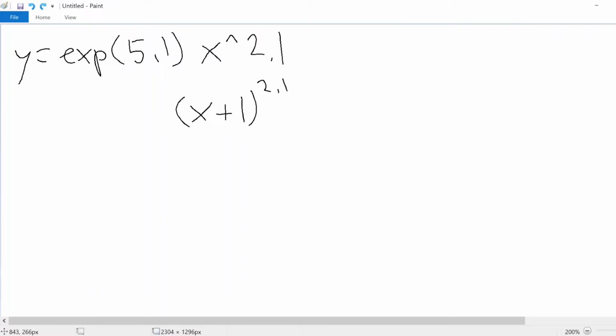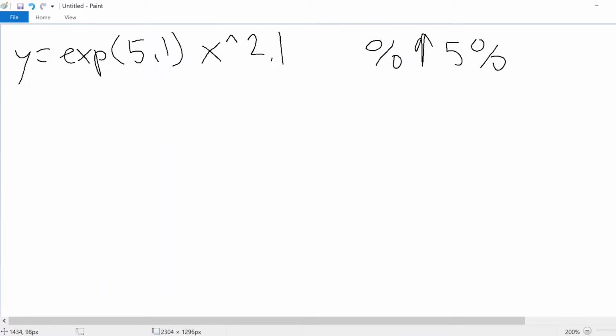And so just like last time, instead of looking at it as an incremental change, we'll look at it as some percent change. Let's say that we want to see, when x increases by 5%, how does y change?